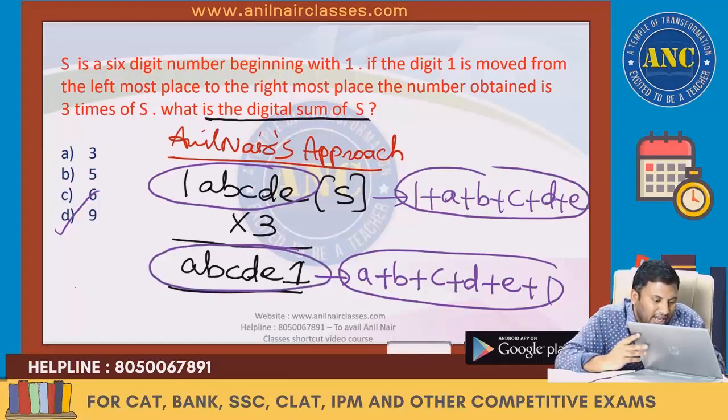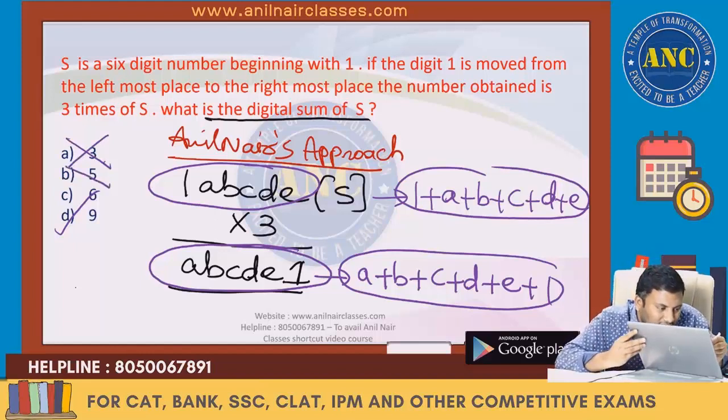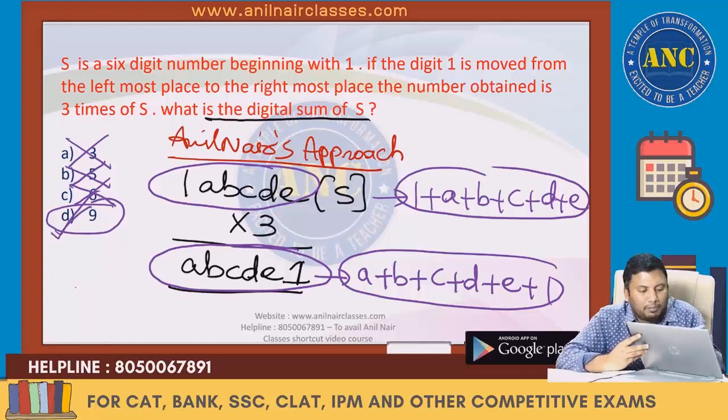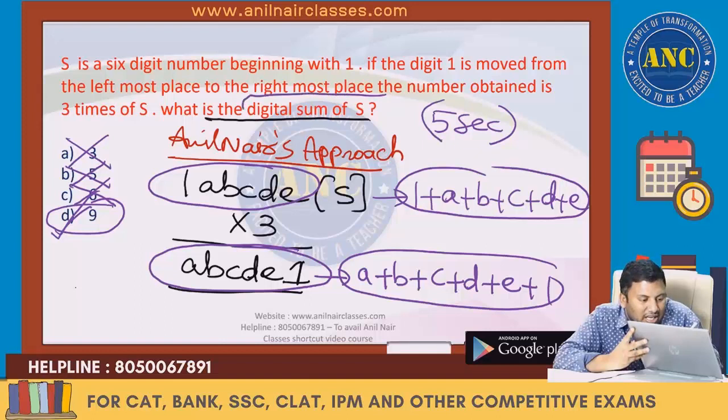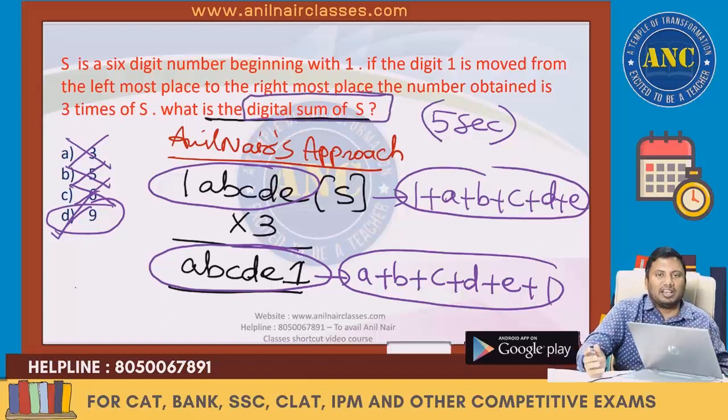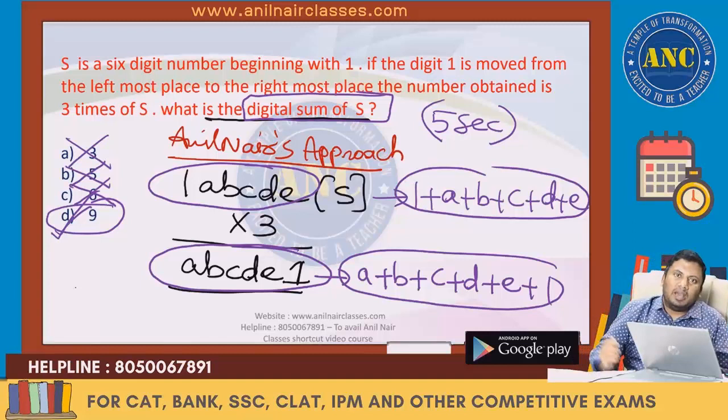If I use 3, 3 3s are 9, not matching. 5 3s are 15, 6, not matching. 6 3s are 18, not matching. 9 3s are 27, 2 plus 7 is 9, matching. That is the 5 seconds approach, if you have understood this key point. Digital sum of S is 1 plus A plus B plus C plus D plus E. The answer is also A plus B plus C plus D plus E plus 1. The digital sum in the question is equivalent to the digital sum in the answer.